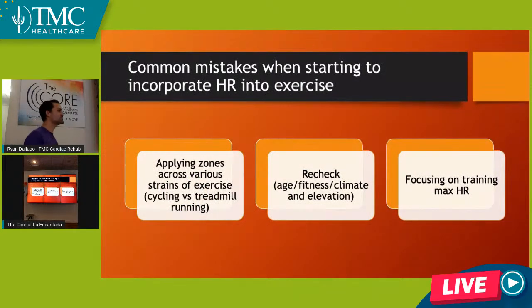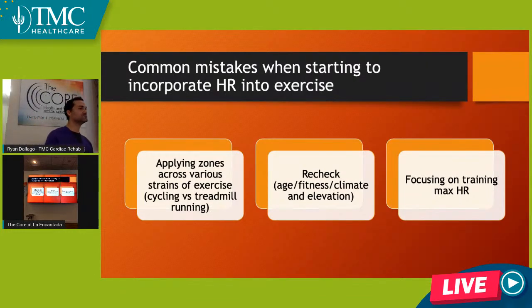Okay, what are some common mistakes when you're incorporating these zones into your everyday life? The first one, all the way at the end, is focusing on training your max heart rate. It does nothing. Trying to increase your max heart rate from 190 to 195, the science shows it doesn't do anything cardiovascularly. It doesn't improve blood flow. It just increases the max capacity of the heart. We're looking for benefits. We're looking to prevent risk factors. So instead of focusing on the max heart rate, we're going to work on the zones. 10 minutes in zone 1, 10 minutes in zone 2, and I'll show you different ways of getting there.